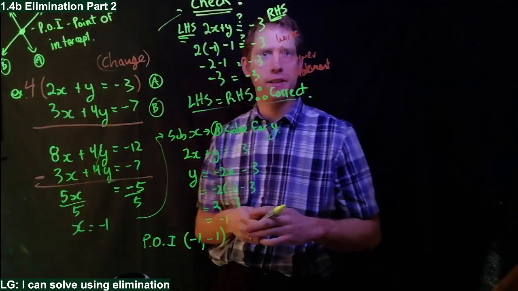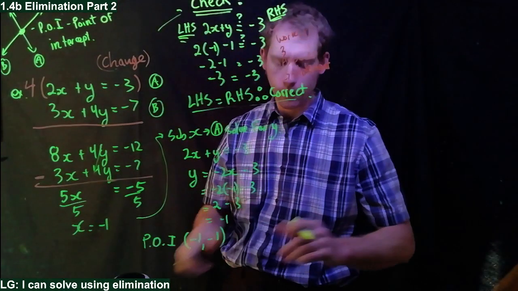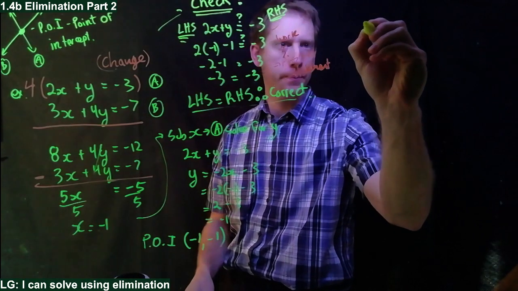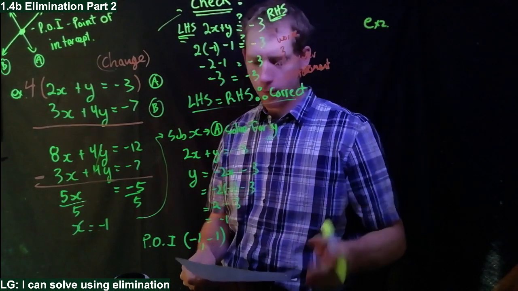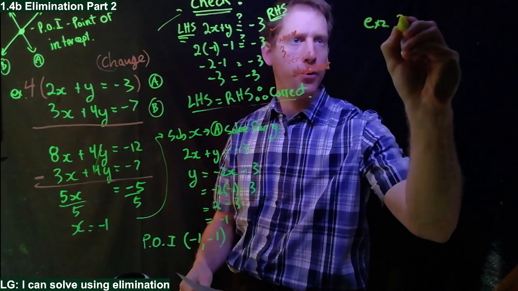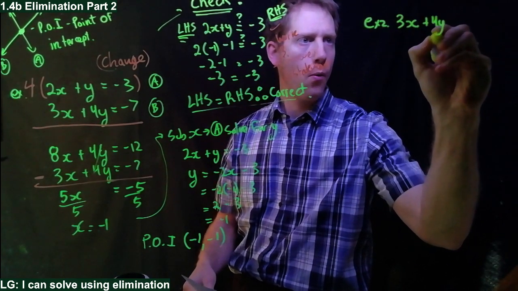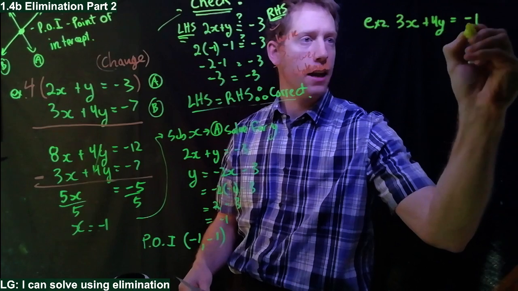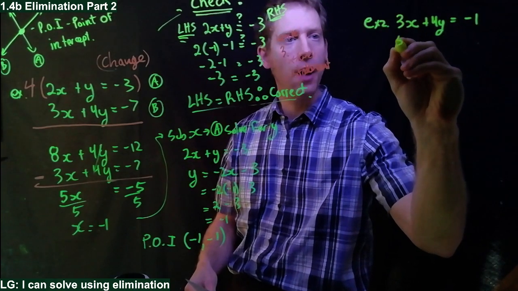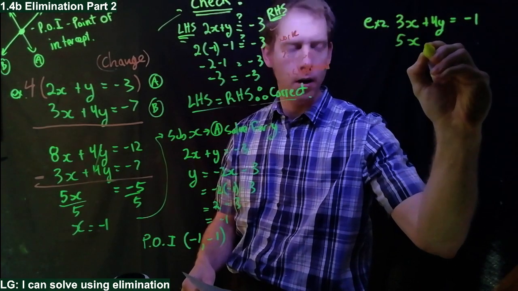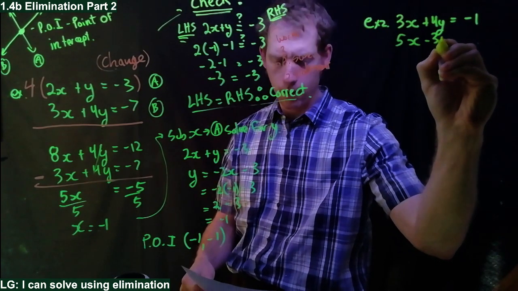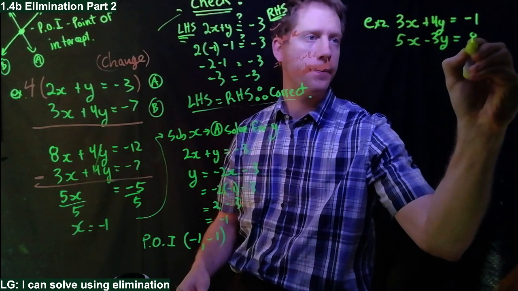Let's do another example. Example number 2 here. I have 3x plus 4y is equal to -1. And then I have 5x minus 3y is equal to 8.